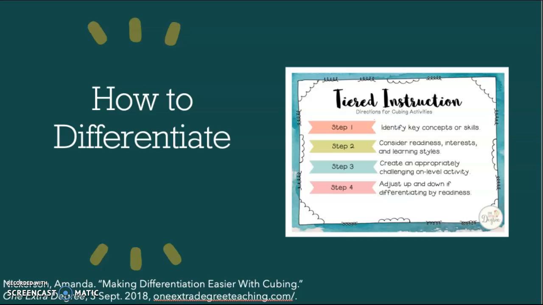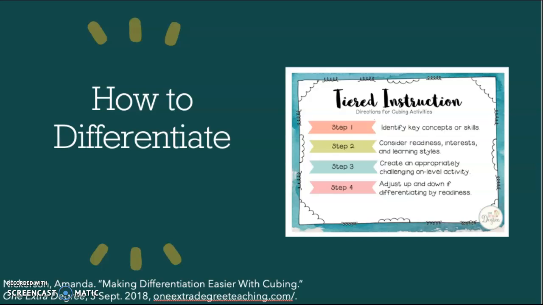So you would differentiate similarly with all grade levels, and you would do it in a tiered way. So the first step that you would do is identify the key concepts or skills that you want your students to learn. So it could be based off of your standards, or for me in particular, I work in Gwinnett County, so I would use the AKS and I'd figure out which little area I wanted my kids to be focusing on. Then I would consider different readiness, interest levels, and learning styles before I started creating the cubes.